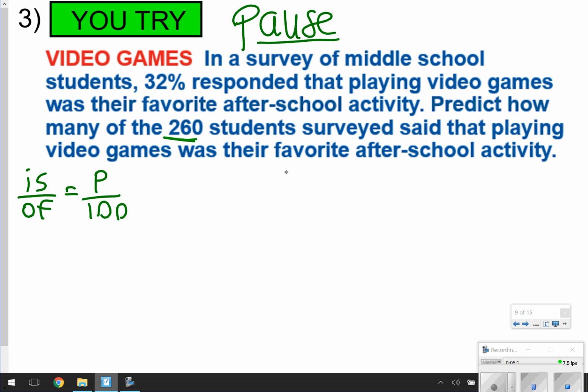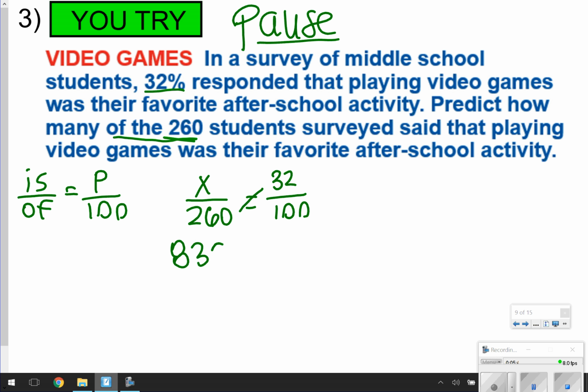I'm going to set this up as 32% is my percent. And since it says 260, that's all the students, that's going to go with of, which means I do not know what x is equal to. My next step here is cross multiplying. It might have taken you a few moments to figure out what 260 times 32 is. That answer should be 8,320. 100 times x is just 100x.